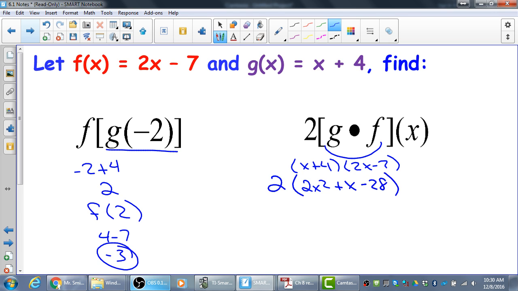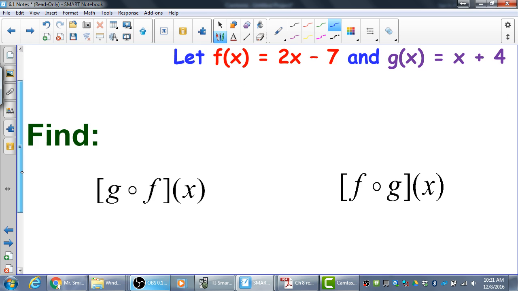But we got this 2 sitting out front. So we FOILed, and now we just distribute the 2. 4x squared plus 2x minus 56. So on that one, you're going to do the multiplication first on the functions, and then multiply all of it by 2. That's how I'd work that problem. Any questions on that? Keep rolling.